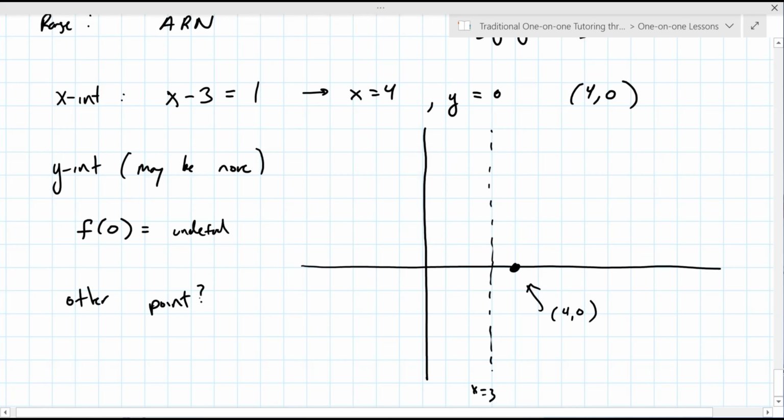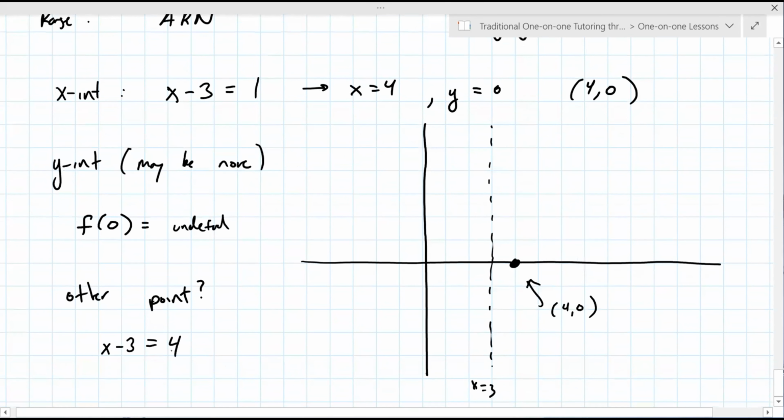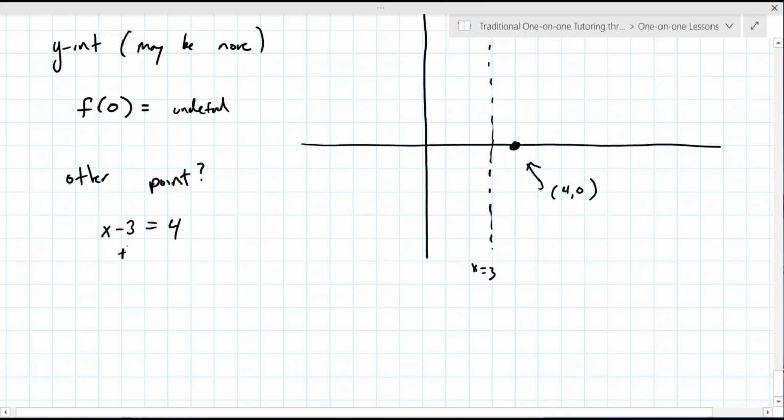To find the second point, yeah, I don't remember. So you set the part inside the parentheses equal to the base. Do you remember what the base was? It looked like it was 4 in this problem. Okay. So you add 3, you get x equals 7. You have to be careful here because if you go back to the original function, it was minus log base 4 of x minus 3.